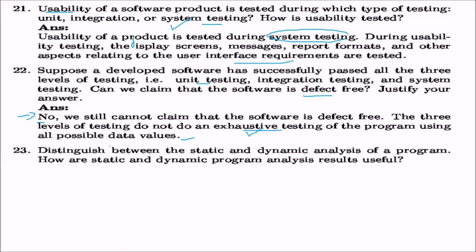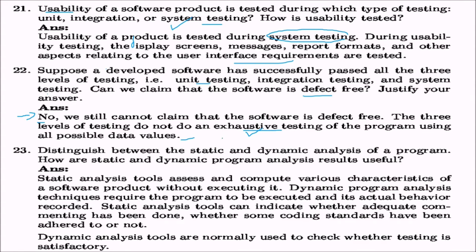23rd. Distinguish between static and dynamic analysis of a program. How are static and dynamic program analysis results useful? Static and dynamic analysis vary in this: in static analysis, the program or software is not run or executed, while in dynamic analysis, the program is actually executed. Static analysis tools assess and compute various characteristics of a software product without executing it. We don't execute it here. While dynamic program analysis techniques require the program to be executed, and its actual behavior is recorded.